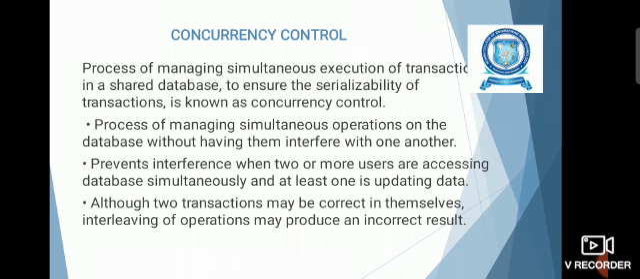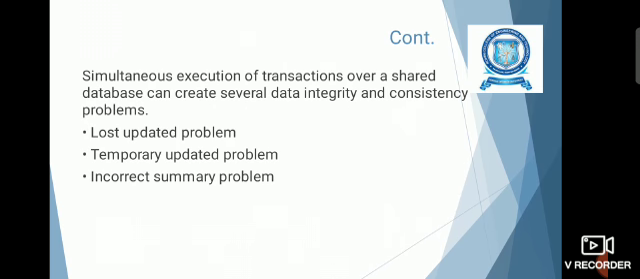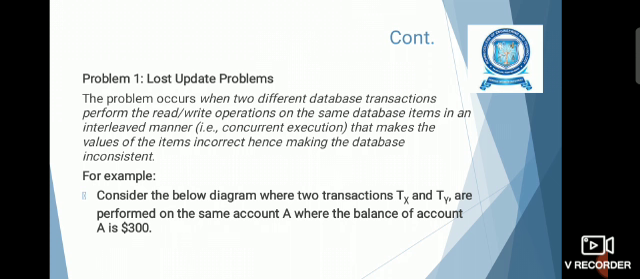It prevents interference when two or more users are accessing the database simultaneously and at least one is updating data. Although two transactions may be correct in themselves, interleaving of operations may produce an incorrect result. So the simultaneous execution of transactions over a shared database can create several data integrity and consistency problems. Three common problems of concurrency are the lost update problem, the temporary update problem, and the incorrect summary problem. Let us see them one by one.